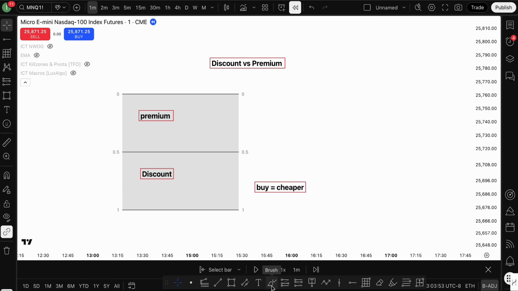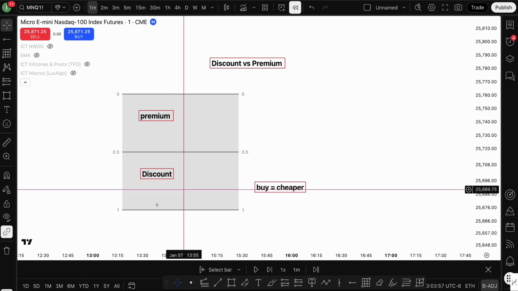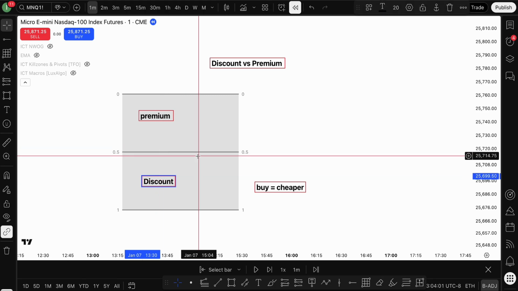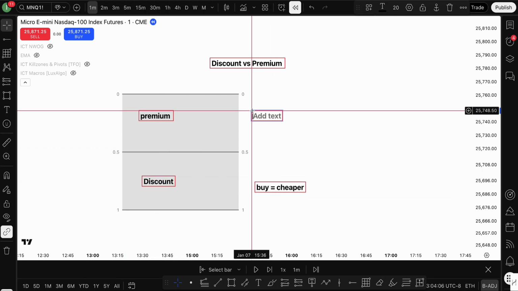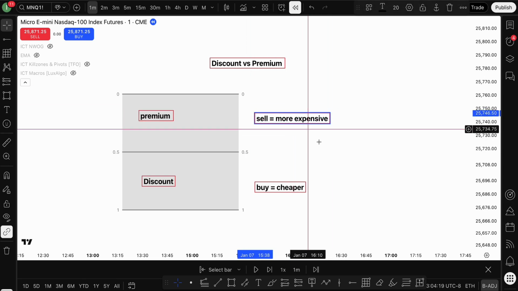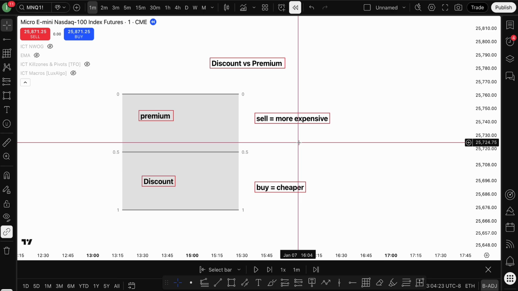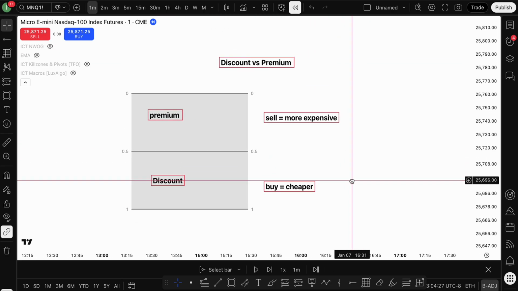It's the same idea as going to the store and something's on sale. More people are willing to buy something when it is on sale, okay? And people are more willing to sell when something is more expensive, okay? It is a very simple idea. The only complex part about discount and premium is how to mark out your ranges, okay? That is the only thing that makes this hard, okay?